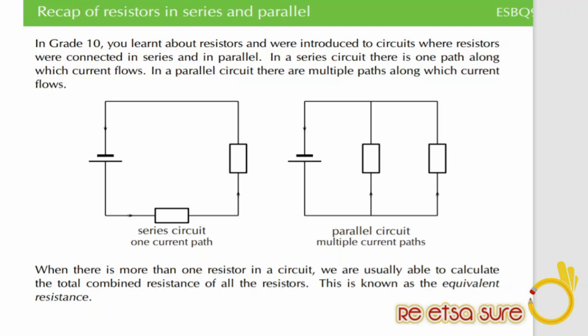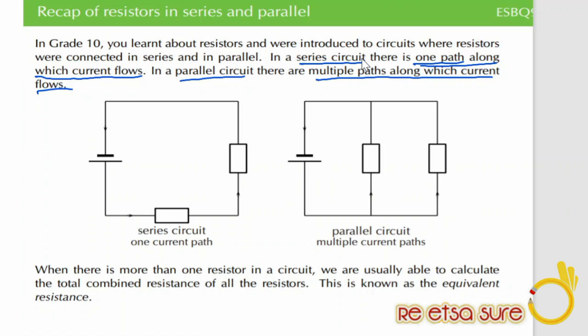In grade 10 you learned about resistors and were introduced to circuits where resistors were connected in series and in parallel. In a series circuit there is only one path along which current flows. And in a parallel circuit there are multiple paths along which current flows. Remember, this is parallel, this is in series. So in a series circuit there is only one path along which current flows, but in a parallel circuit there are multiple paths along which current flows.